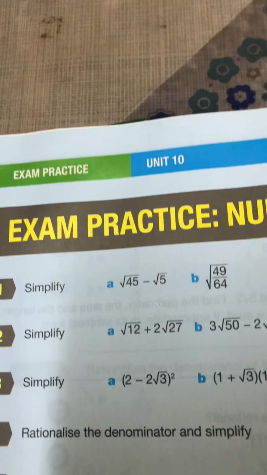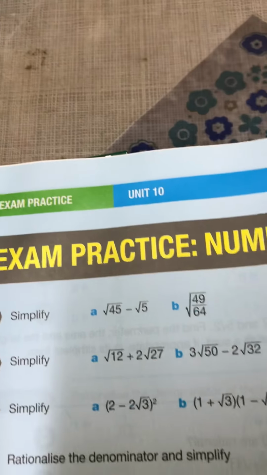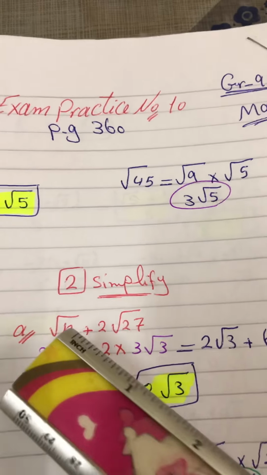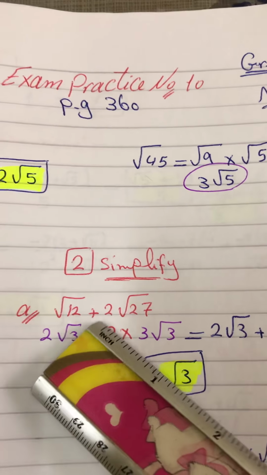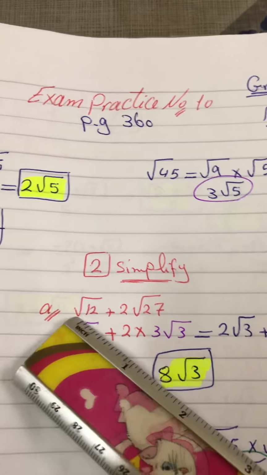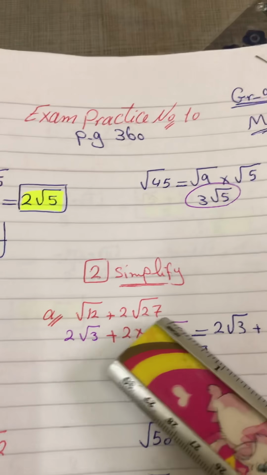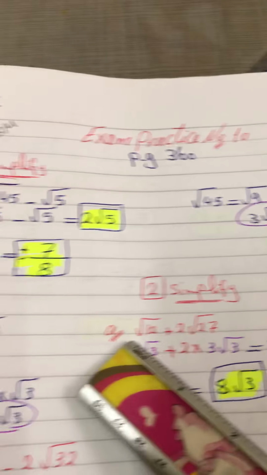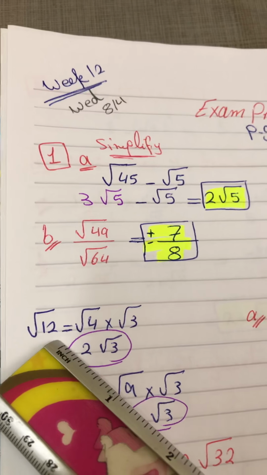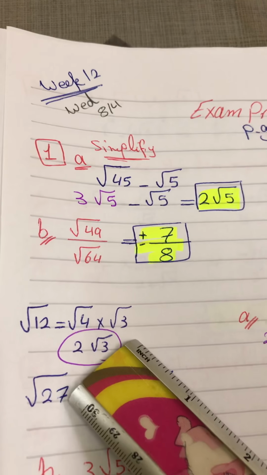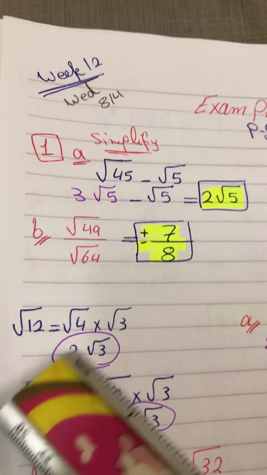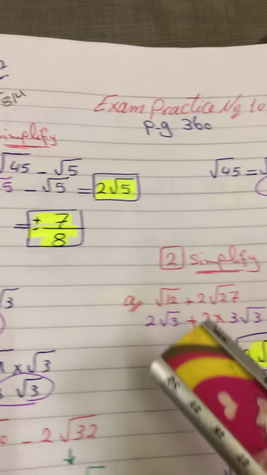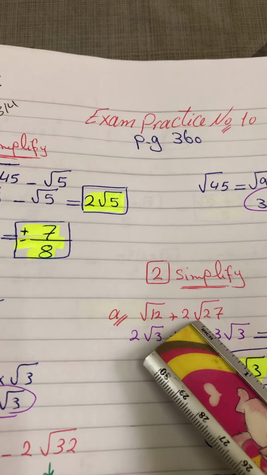Let's see question number 2, letter A. Question number 2 also says simplify. Letter A, we have square root of 12 plus 2 square root of 27. I cannot add them like this. I have to change them into the same square root. So I'll take the square root of 12 and change it into 4 times 3. Square root of 4 equals 2, and the square root of 3, keep it as it is. And we have here a square root of 27.